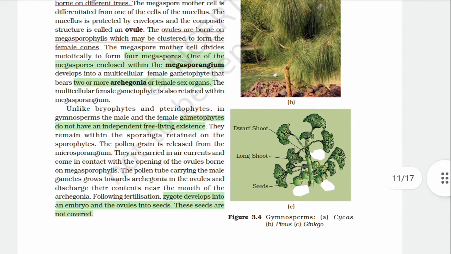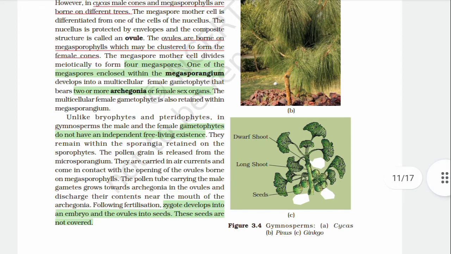Unlike bryophytes and pteridophytes, in gymnosperms the male and female gametophyte, that is the gamete producing generation, don't have an independent existence. They are retained within the sporophytes. And the pollen grain, the male gametophyte, is released from the microsporangium. This is carried by air currents. They do not require water. They require air currents and they will come in contact with the ovule.